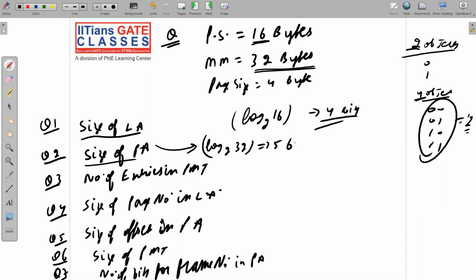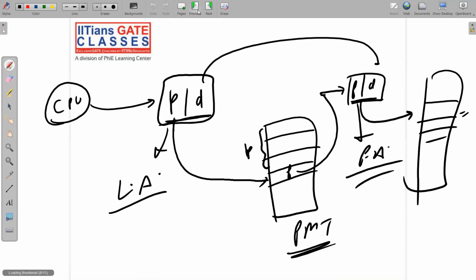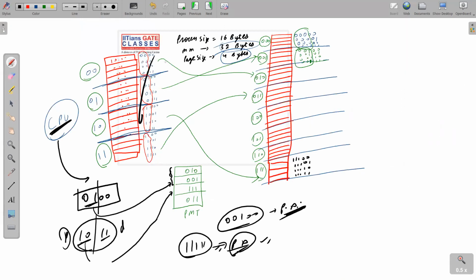That will be 5 bits. You can check it out yourself. See, this 4 bit was the logical address. Logical address is 4 bits and physical address is 5 bits. You can check it out yourself. Okay.